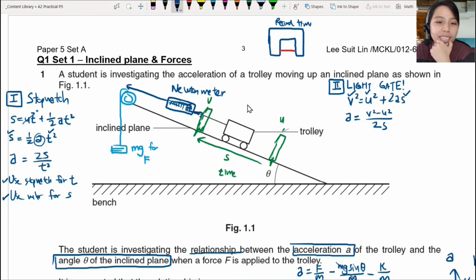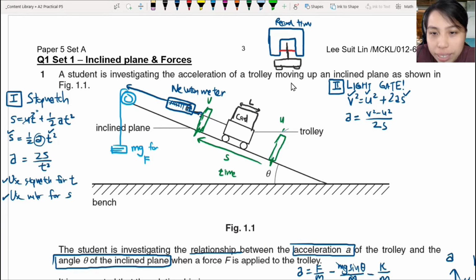Yes, correct. This trolley may not be able to fit into this beam, but we can put a piece of card on the trolley. This card, how to draw? Card with a certain length. So then the card can nicely go through this light gate. Then the trolley is down here with the wheels coming out of the screen. Okay, so in case your trolley is too big and cannot go inside the gate, at least the card can definitely cut the beam, interrupt the beam.